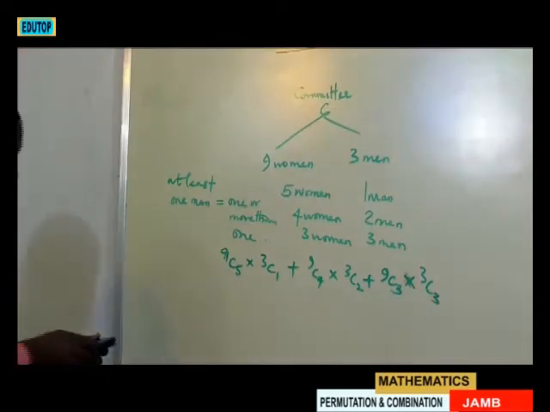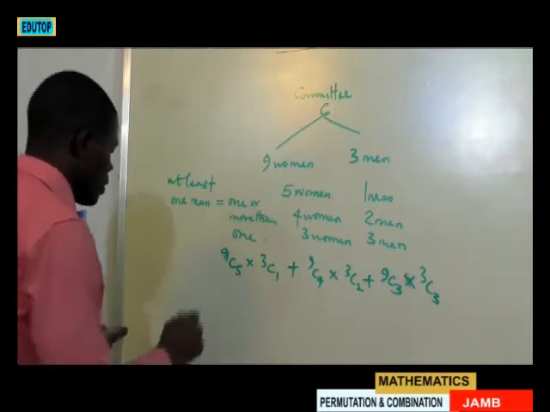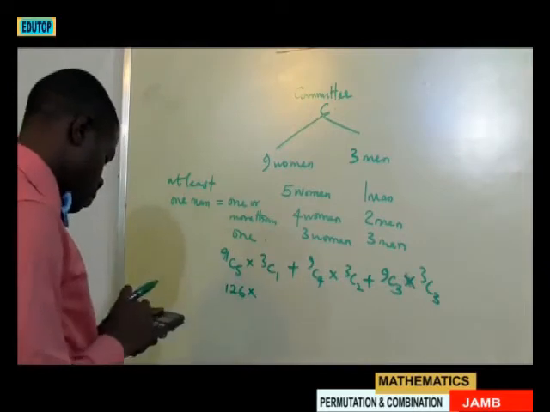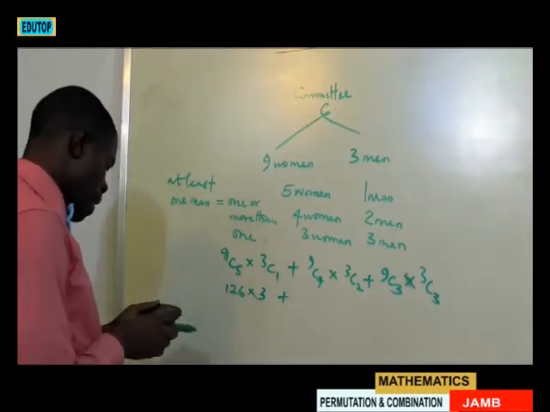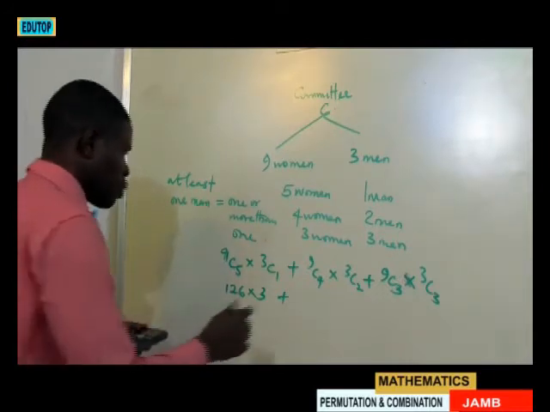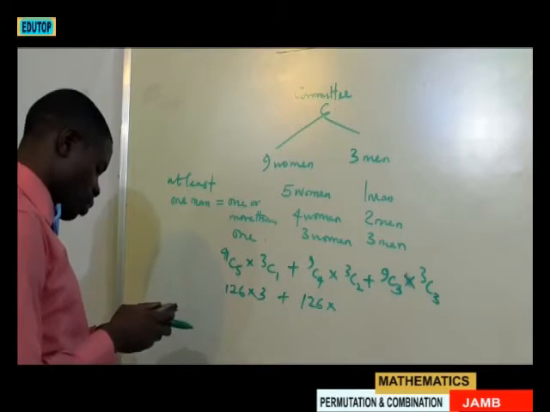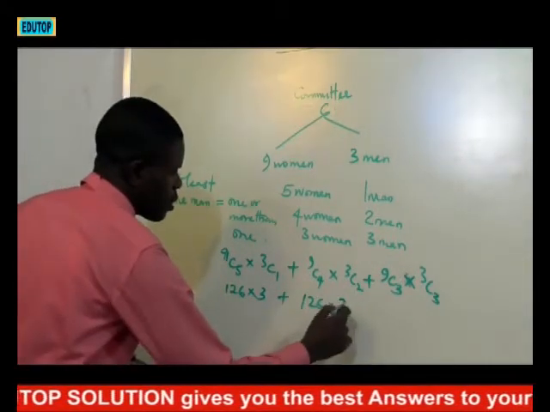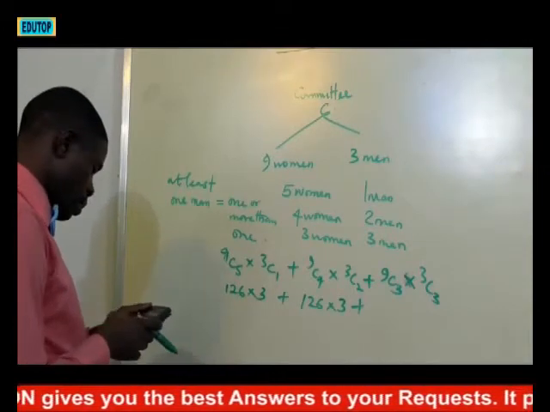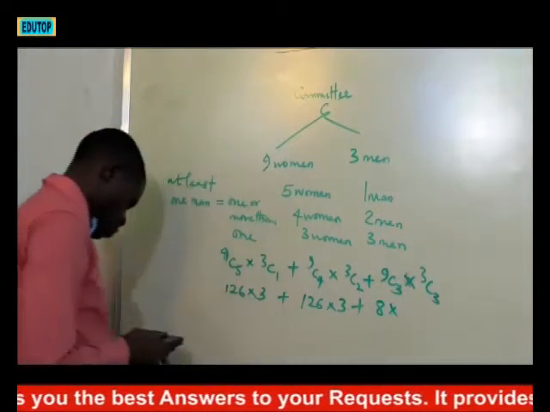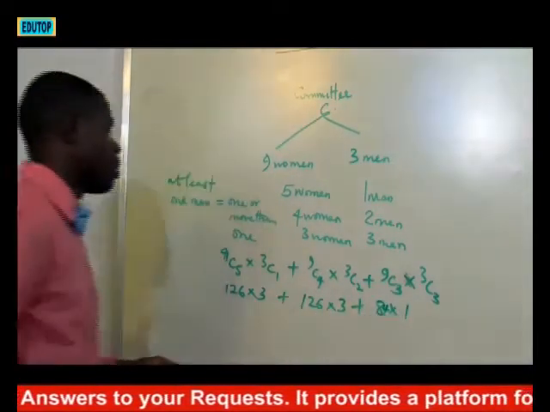So by so doing, I have the first one, 9 combination 5, and that will give me 126. So this one is 126 times 3 combination 1, that is 3, plus 9 combination 4, that is 126, times 3 combination 2, that is 3, plus 9 combination 3, that is 84, times 3 combination 3, that's 1. Now let's sum them up.